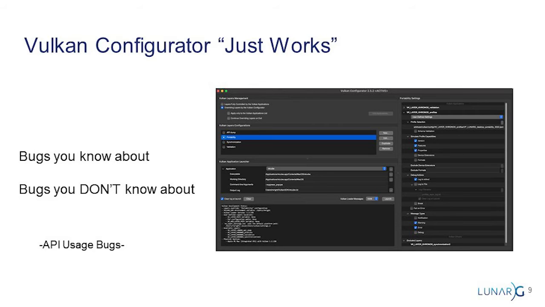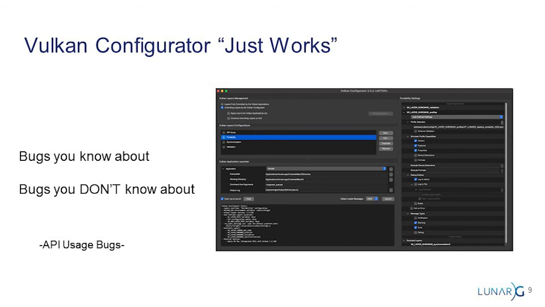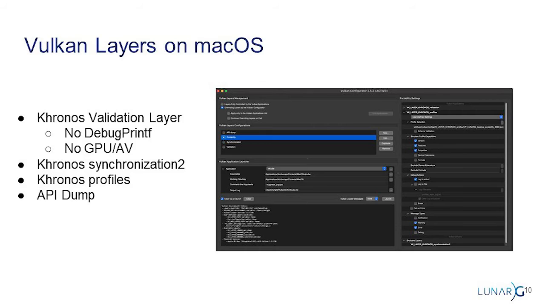These are the things that seem to work on the developer system and can act weird when they get out in the wild. I'm sure a lot of you have experienced that as well. So again, these are API usage bugs. It's not like an integrated debugger, but it will let you know if you're using the API improperly.